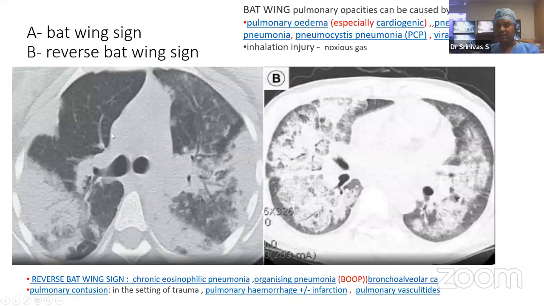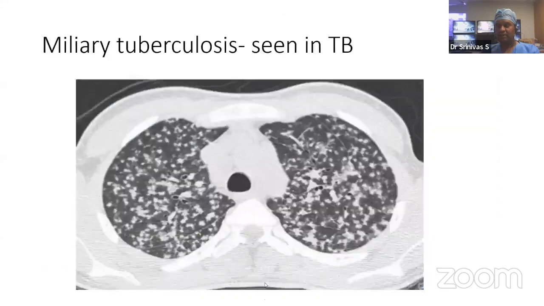So these two are batwing sign and then reverse batwing sign. This batwing sign is due to pulmonary edema, pneumonia, aspiration pneumonia, pneumocystic pneumonia, or viral pneumonias, and usually we see it in inhalational injuries like noxious gases. The reverse batwing sign is this. The B represents the reverse batwing sign, where the peripheries are spared a little bit, not like the adjacent slide, and it is seen in organizing pneumonias, bronchoalveolar carcinomas, pulmonary contusion, pulmonary hemorrhages, and pulmonary vasculitis.